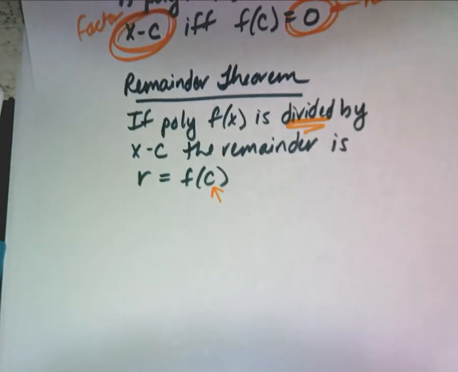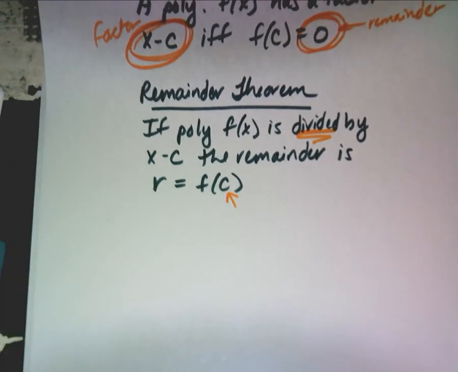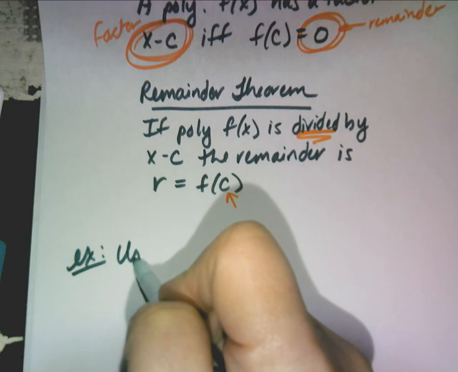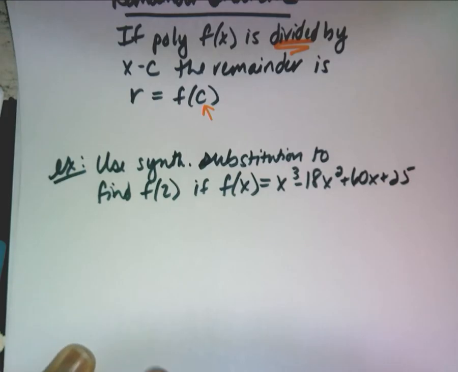And you're like, I don't understand. Have no fear. Let me give you an example. Use synthetic substitution to find f of 2 if f of x equals x cubed minus 18x squared plus 60x plus 25. Okay?